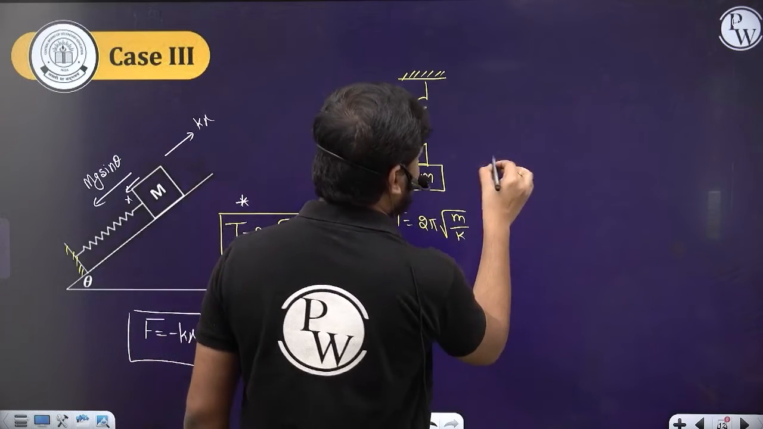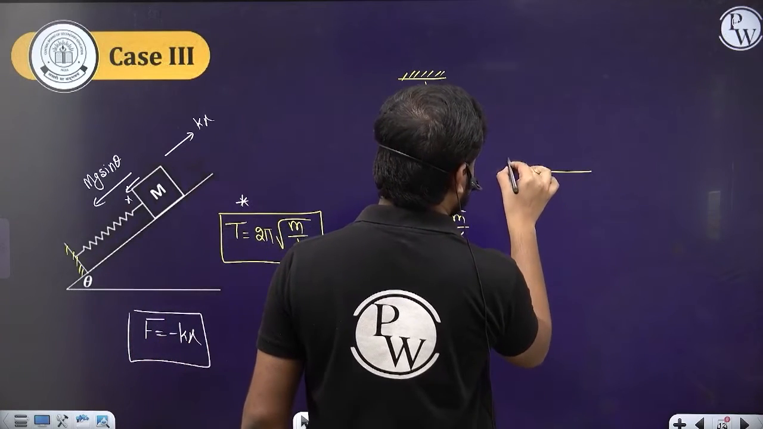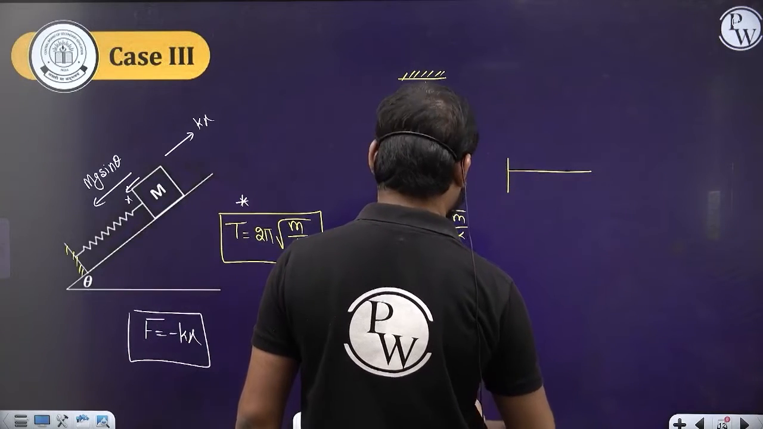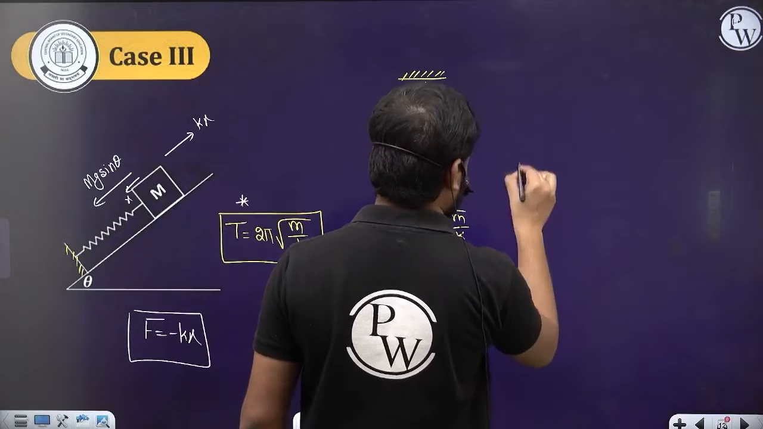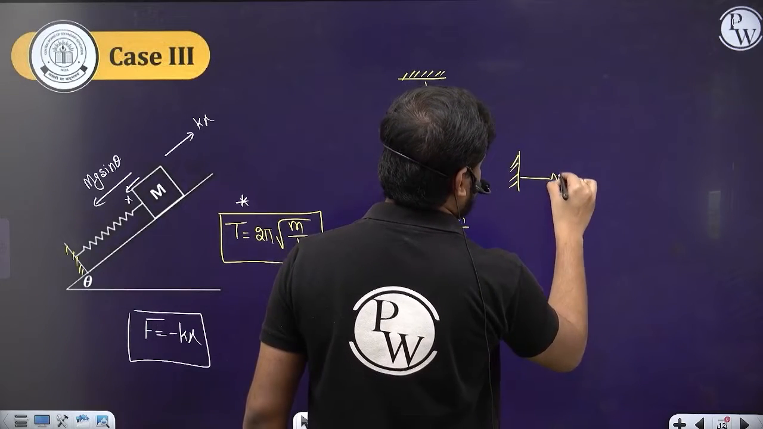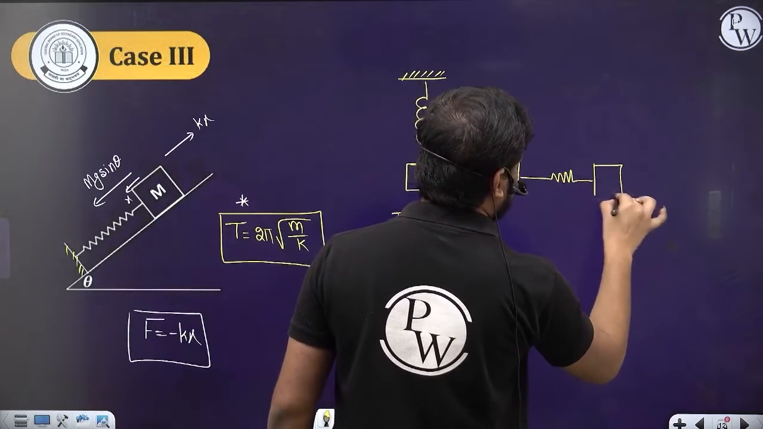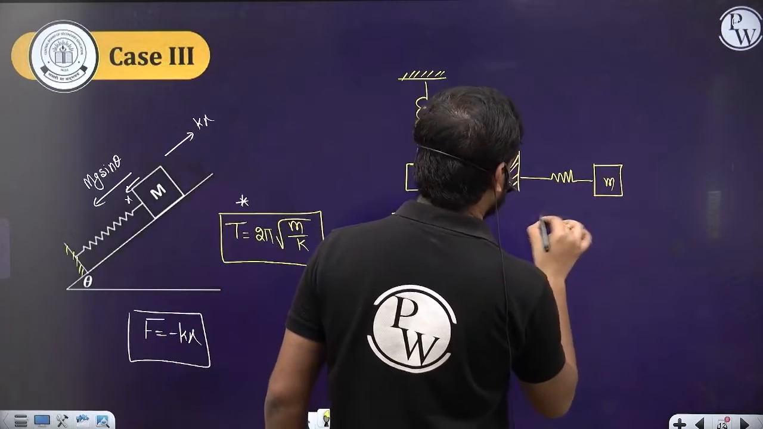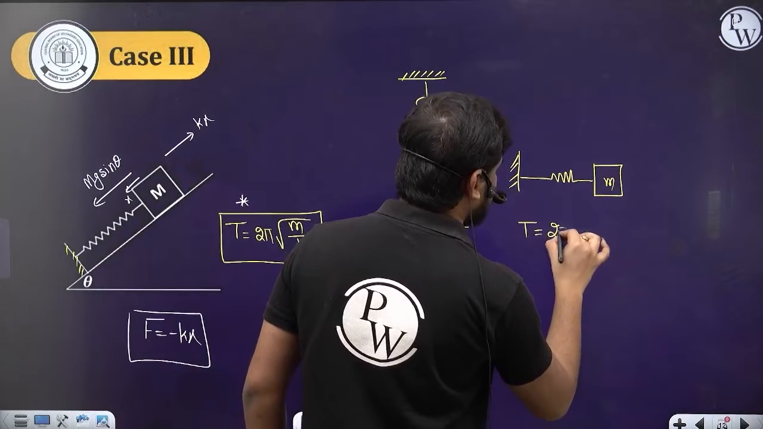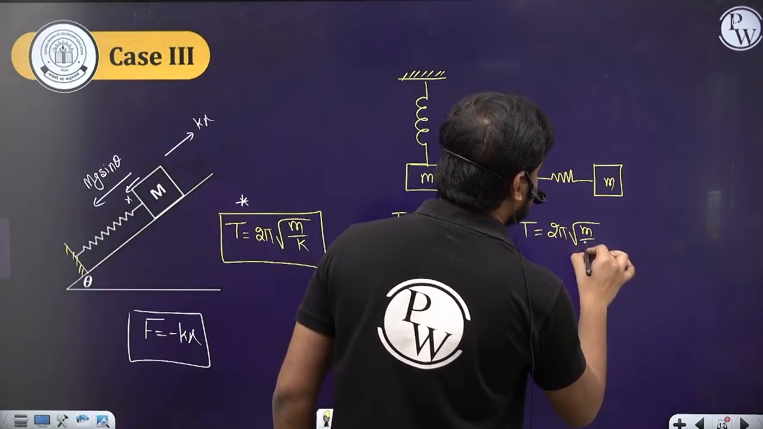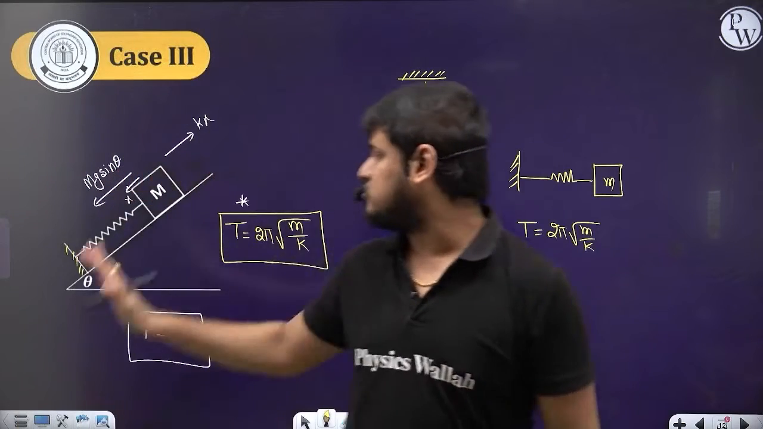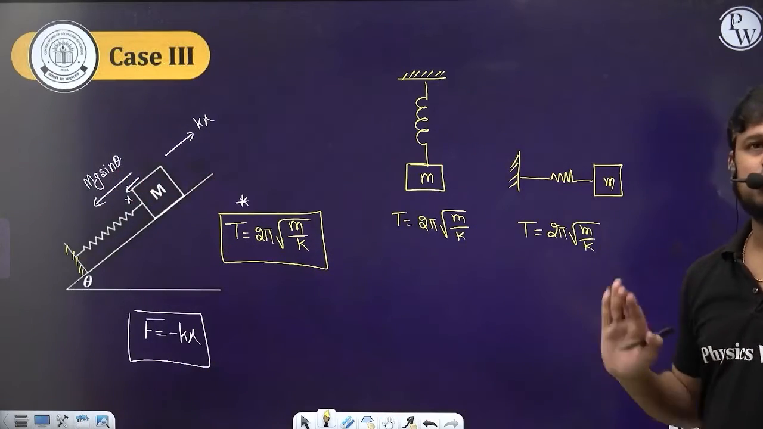Or if the spring is attached like this, in this case also, with mass m, the time period T is 2π into root over m by k. Or the third scenario, when it is placed on the inclined plane, then also the time period is 2π into root over m by k.